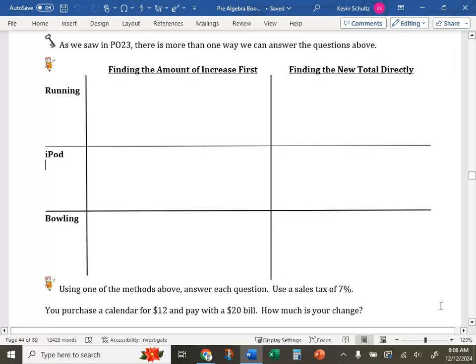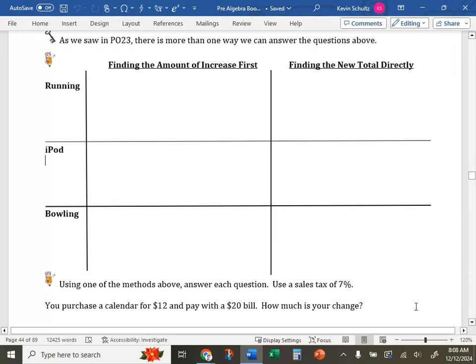There are two methods I'm going to show you for how to solve this. One of them is finding the amount of the increase first, and the second one is finding the new total directly. You only need to know how to do one of them. You will have a calculator for this objective and anything after this on the test, but just so you are aware of that.